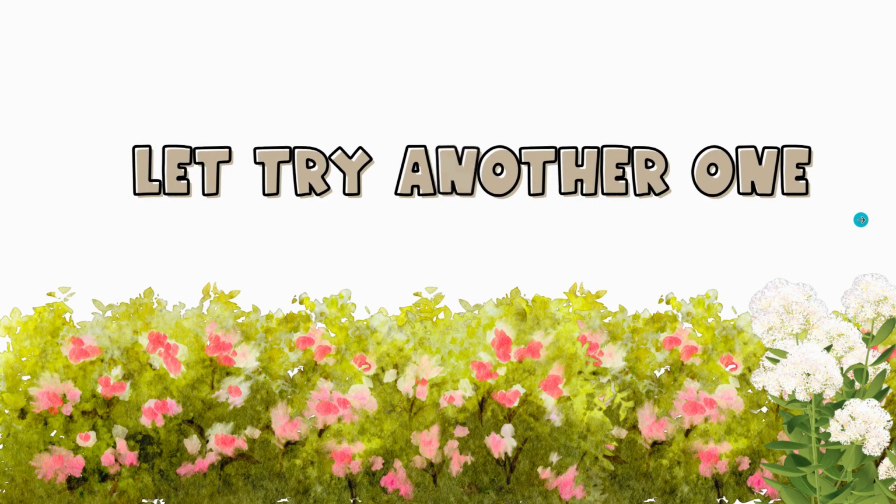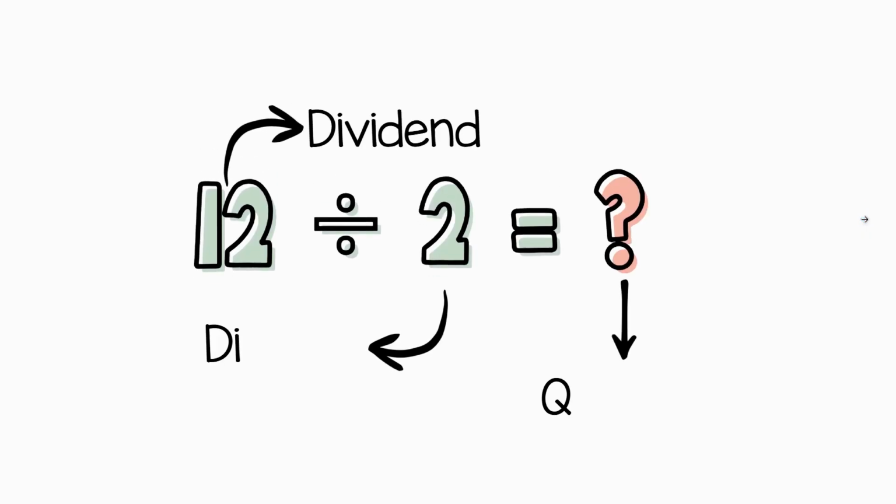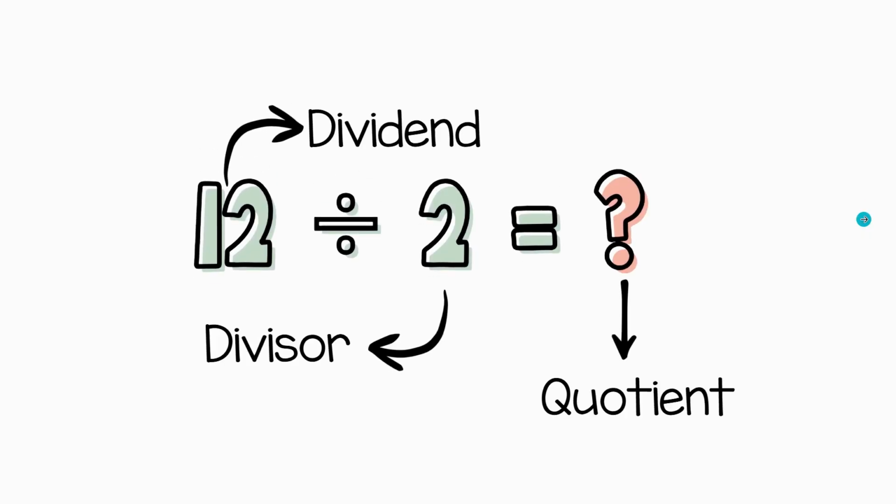Let's try another one. 12 divided by 2 equals question mark. 12 is our dividend or our total. 2 is our divisor, which means it's going to be broken into 2 groups. What is our quotient? Let's find out together.